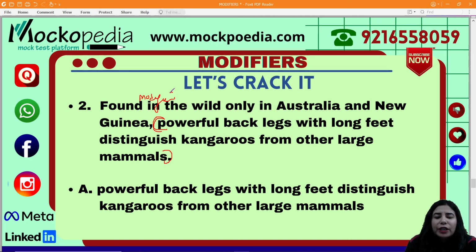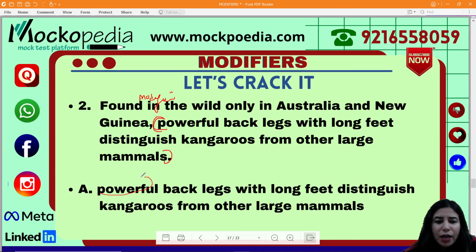Found in the wild only in Australia and New Guinea, powerful back legs with long feet distinguish kangaroos from other mammals. So powerful back legs are not found in the wild, but kangaroos are, right? So if you are going to logically read the sentence, you are going to solve it there and then. So powerful back legs is not what is found in Australia.